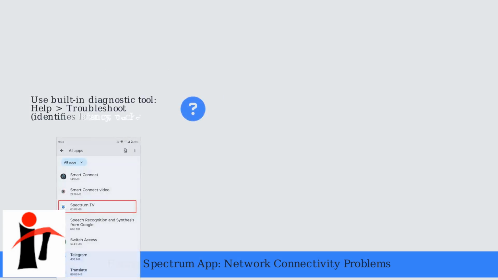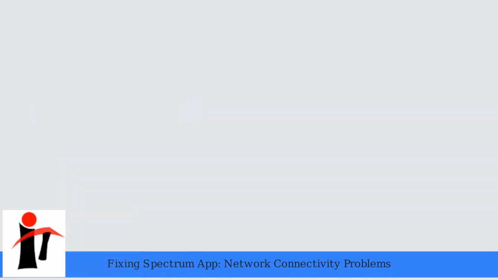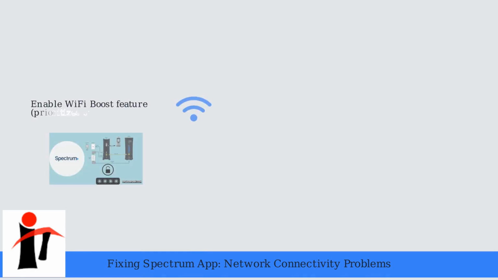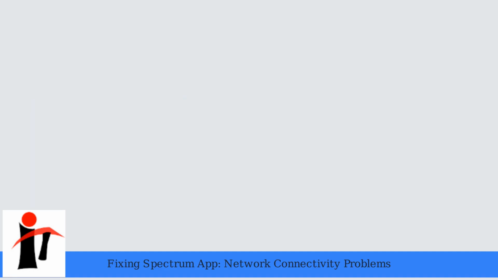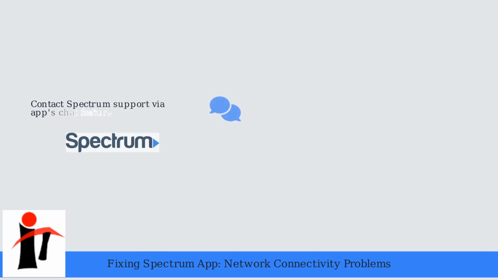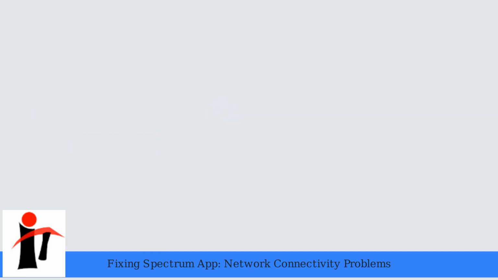Use the Spectrum app's built-in network diagnostic tool found under Help, Troubleshoot to identify issues like latency or packet loss. If Wi-Fi is causing problems, enable Spectrum's Wi-Fi Boost feature if available to prioritize streaming traffic. After troubleshooting, restart both your TV and the Spectrum app to apply any changes and check if the problem is resolved. If issues persist, contact Spectrum support through the app's chat feature for further assistance.